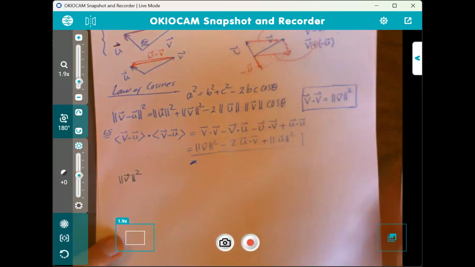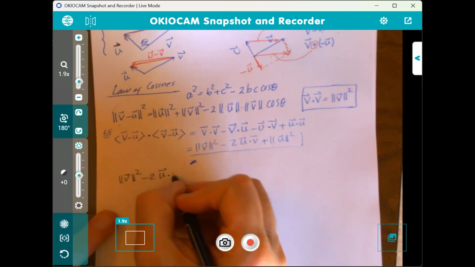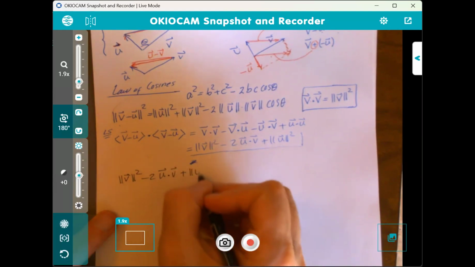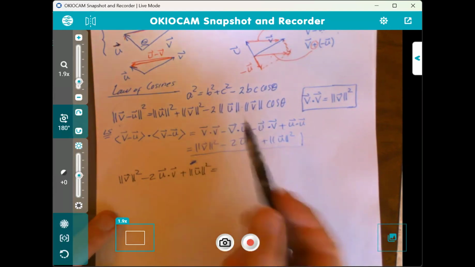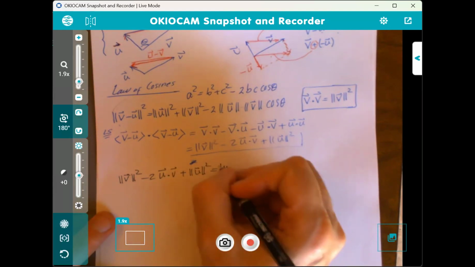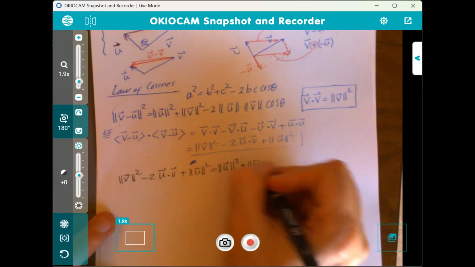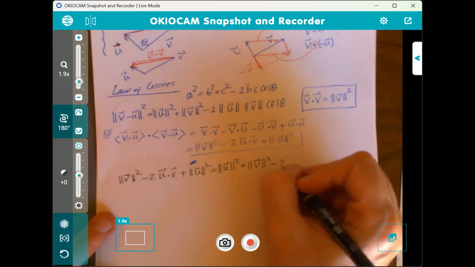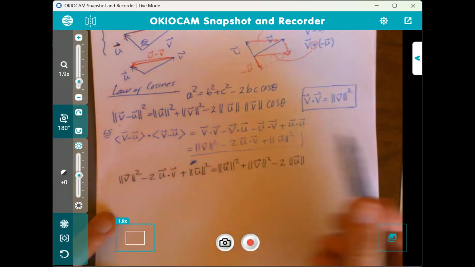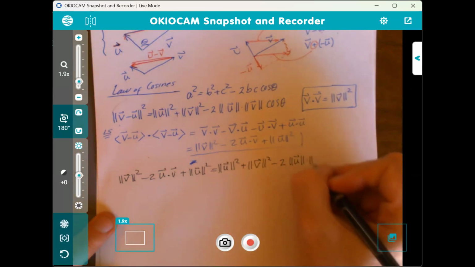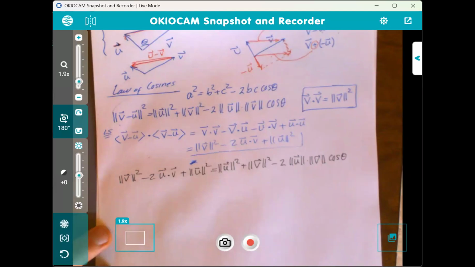Okay, magnitude of v squared minus 2, the dot product, uv, plus magnitude of u squared. And on the right side, we have 1, 2, 3 terms. That's magnitude of u squared plus magnitude of v squared, negative twice magnitude. I'm just copying, folks, up here. 1, 2, 3 terms. I'm copying them down there. And my note, cosine theta. That's the left and the right side.